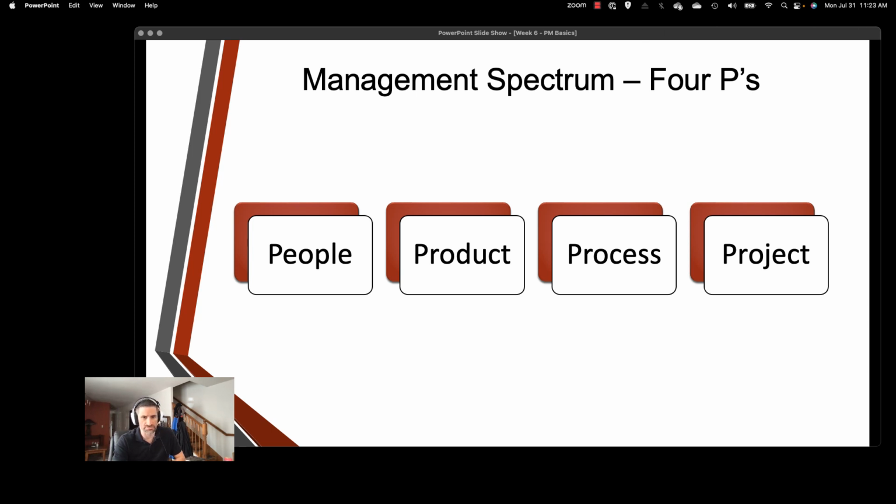So for our management spectrum, there are defined to be four P's, the four P's of management. They are people, which is the most important element of a successful project. It can also be the most complex. Product, which is your software to be built. Process, which is the set of framework activities or software engineering tasks that need to be completed. And the project, so all the work that's required to make the product a reality.